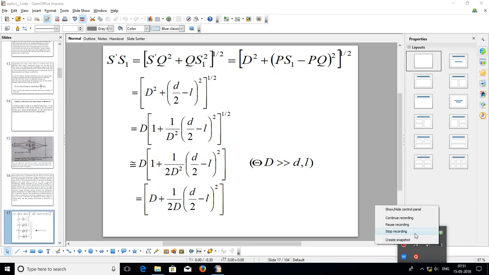Now you can see that this is temporal coherence. Here is that path R. This is the path T2. This is the next one, and so on.